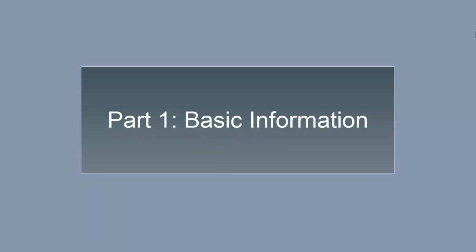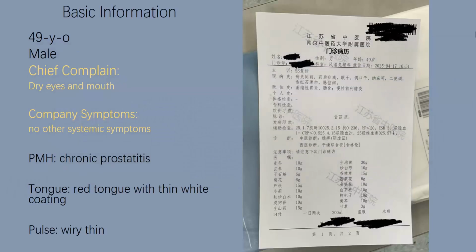Part 1. Let's have a look at the basic information of the patient. It's a 49-year-old male. His chief complaint is dry eyes and mouth. The complete symptoms, no obvious symptoms. Past medical history, chronic prostatitis. Red tone with a thin white coating. Very thin pulse.